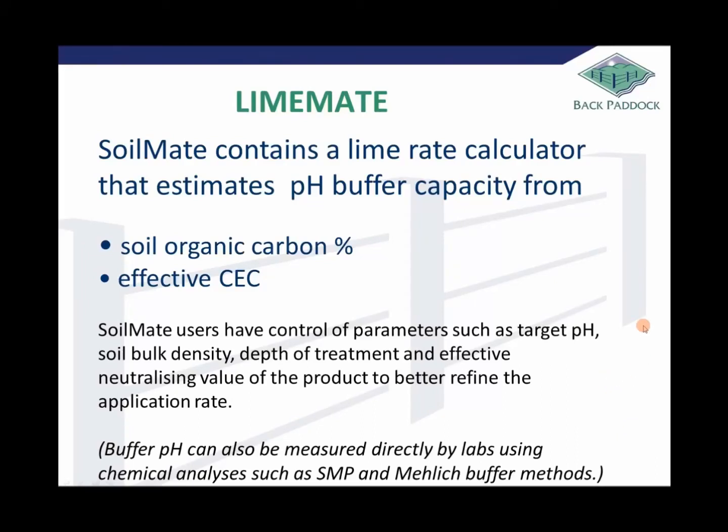Now in SoilMate we don't use the buffer pH test, we use a calculation in our LimeMate calculator to calculate the amount of lime, and it's based on the soil organic carbon percentage and the effective cation exchange capacity. So this once again will give a lime rate in tonnes per hectare per depth, and some of these variables you need to change in the lime rate itself. You need to set the quality of the lime and you need to set the depth of incorporation.